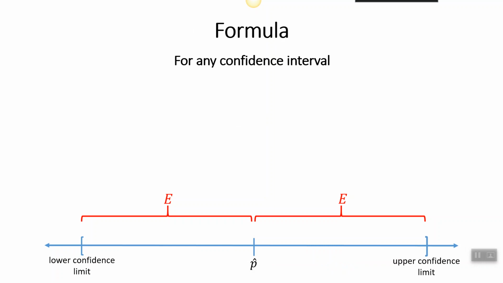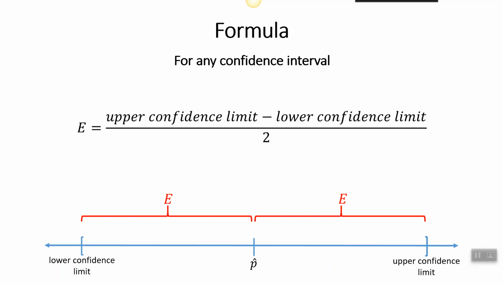Finally, a formula. For any confidence interval, it doesn't matter if we're trying to estimate means, proportions, or maybe even a standard deviation. If you want to find the margin of error and you have confidence limits, you can take the upper confidence limit, subtract the lower confidence limit, and divide by 2.